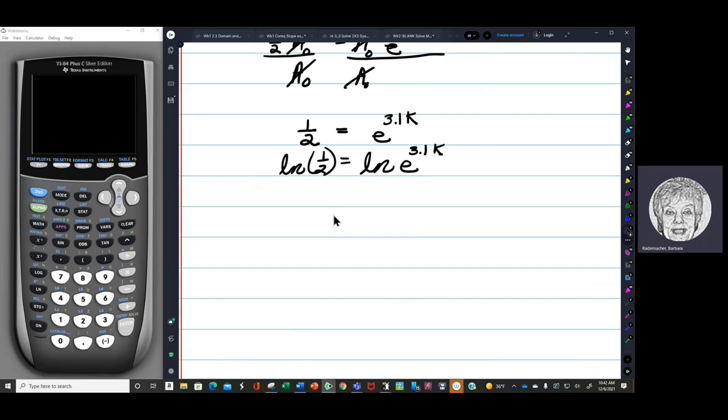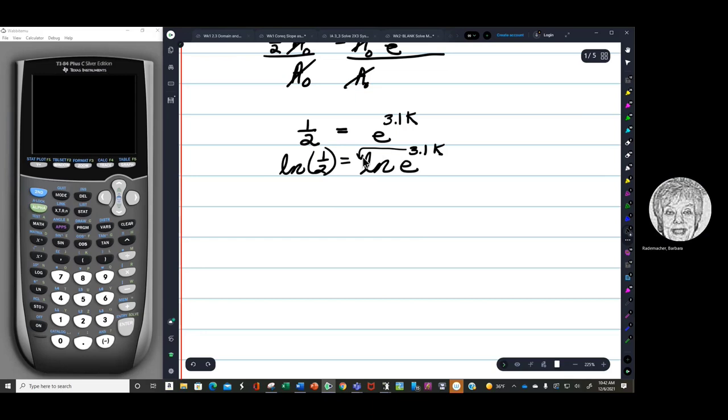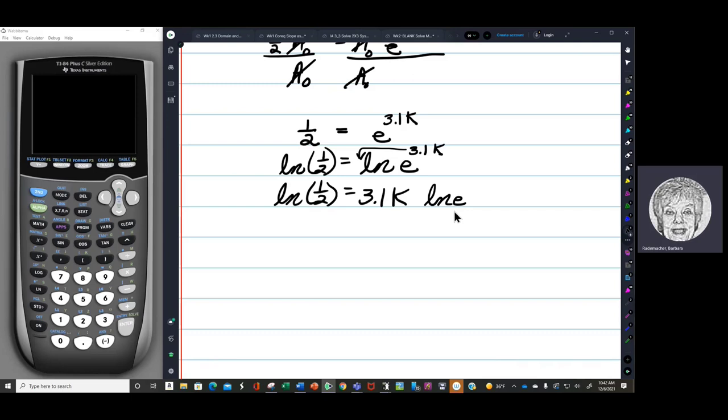That allows me to use the power rule to bring down a number in front. So we'll have the ln of 1/2 equals 3.1k times the ln of e, which equals 1. And you can put that in your calculator to find out for sure. The ln of e is 1. So I'm going to mark it out, because 3.1k times 1 is just 3.1k.